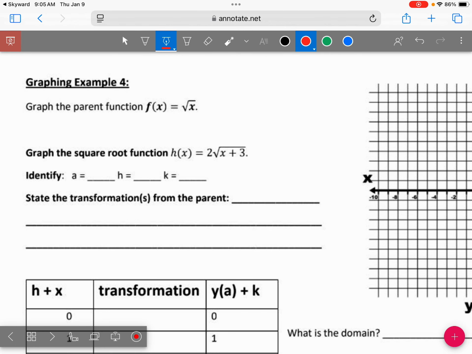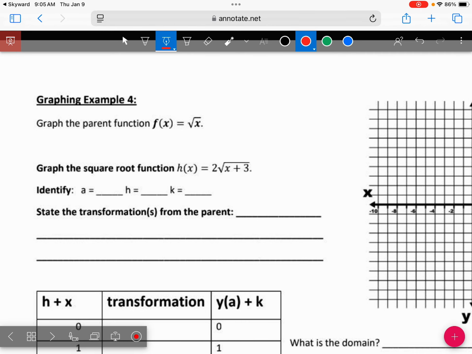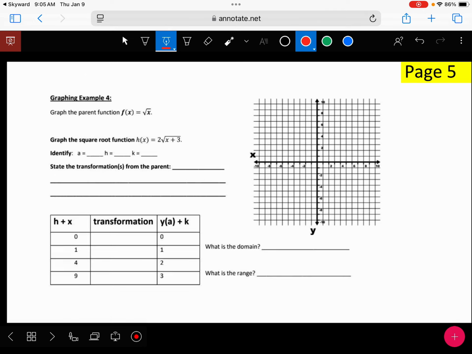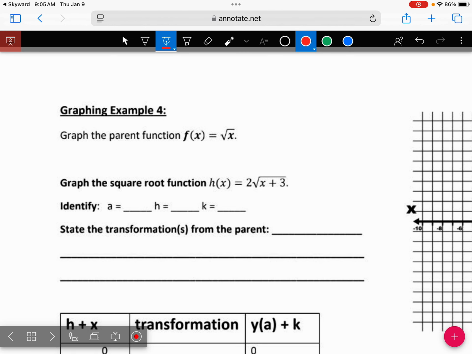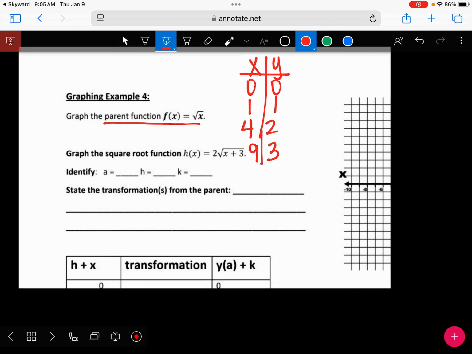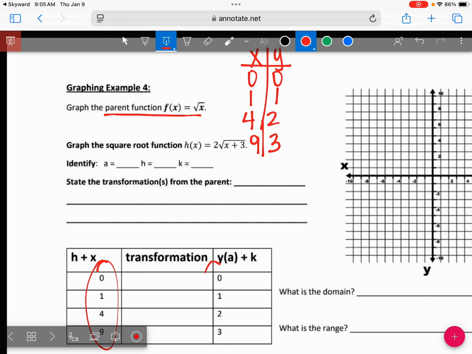So every single question is going to start by asking you to graph the parent. So we're on page 5, example 4. The parent table never changes. This is your parent table. So go ahead and graph this table. This is the same as what I have down here. So graph those 4 points. That's your parent.